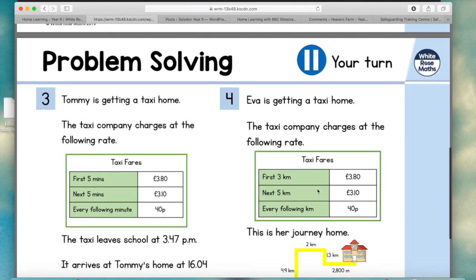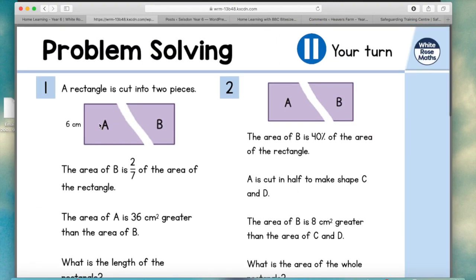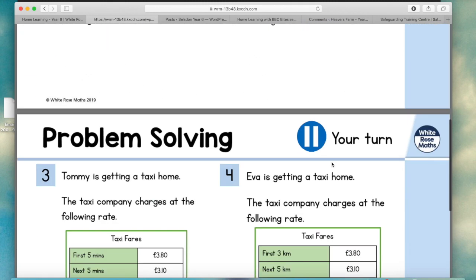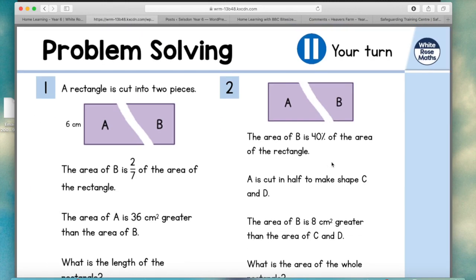There's a couple of extra questions. I'm most bothered about you solving questions 1 and 2. If you're really enjoying the problems, go on to 3 and 4. As ever, the answers are on the page as well for you to have a look through and talk through with someone else in the house if someone's available, and work out where you've gone wrong if you did.